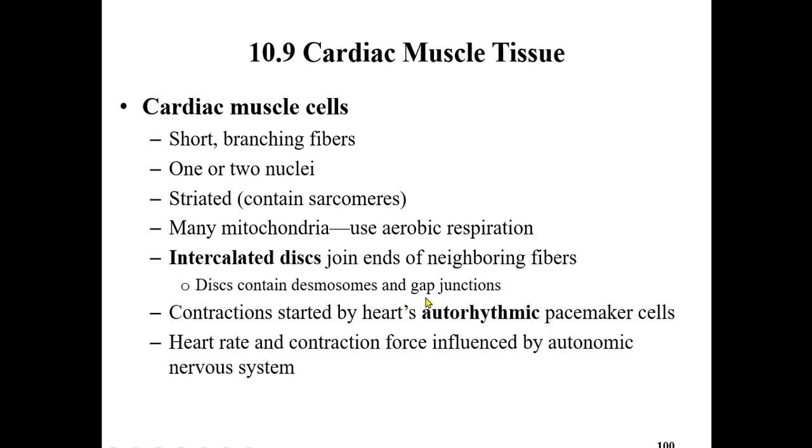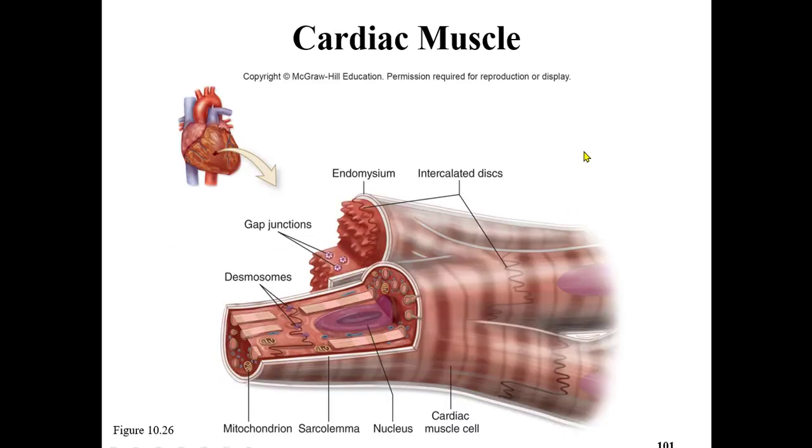You will need to know these for A&P 2. When you get to the heart chapter in A&P 2, your instructor will ask you about these three again: the intercalated discs, the desmosomes, and the gap junctions. Autorhythmic means the heart muscles beat with a rhythm of their own, both inside the body as well as outside the body. Okay, so cardiac muscle is important. I don't care about the picture.